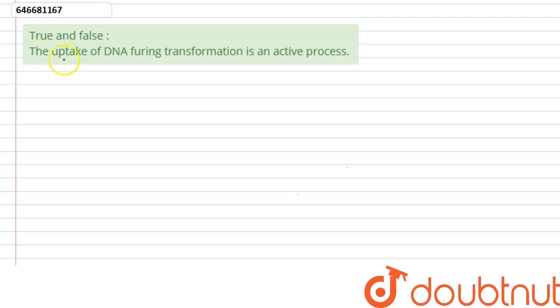The question here says to state whether the statement written here is true or false. The statement says the uptake of DNA during transformation is an active process. First of all, what are active processes? Active processes are those processes which use ATP or energy to carry out.